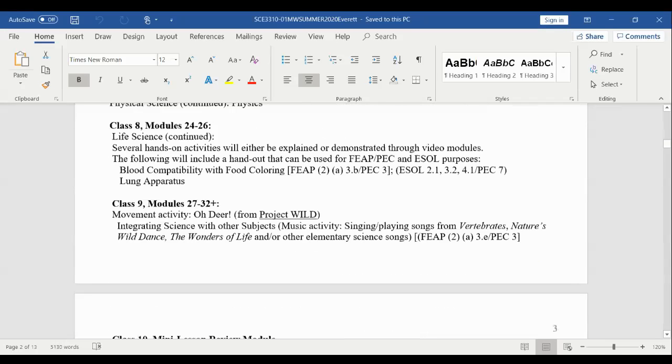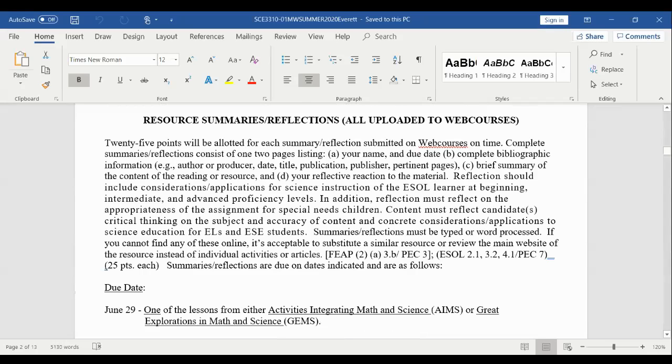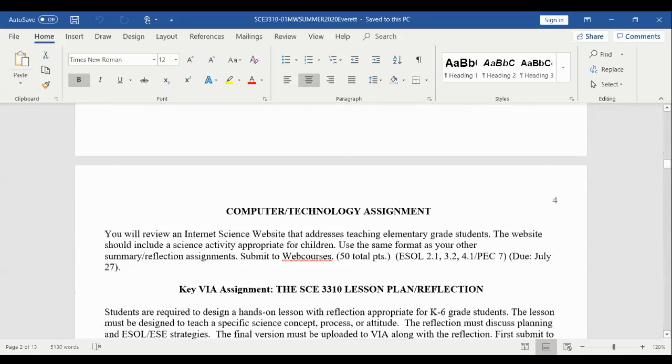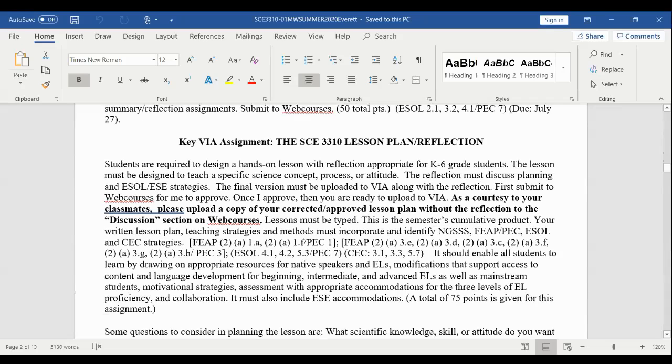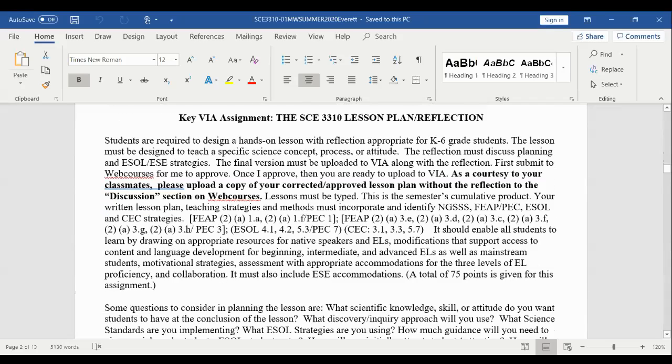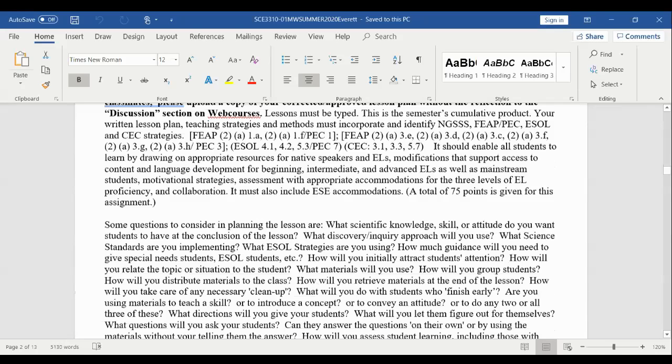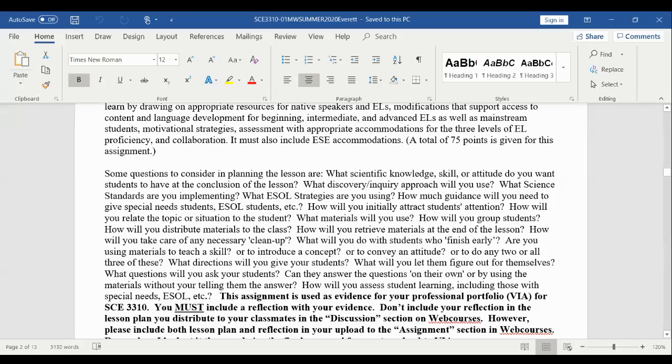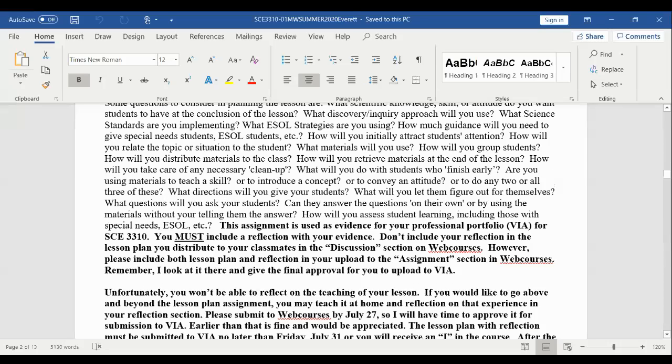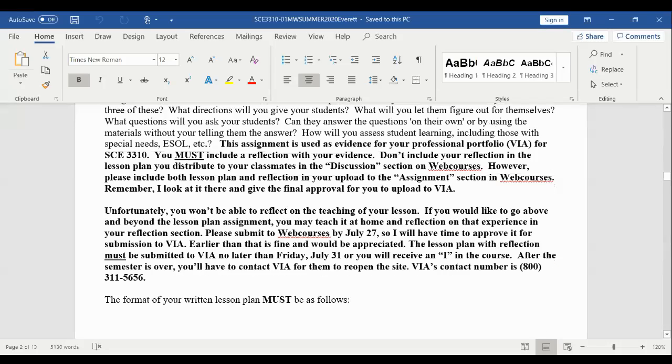So let's go to the lesson plan. Here we go. This is the biggie. We're at 75 points. You're no longer teaching it, but you're writing the lesson plan with a reflection. This is just informational and may help you do it. This assignment is used as evidence for your professional portfolio. You must include reflection.